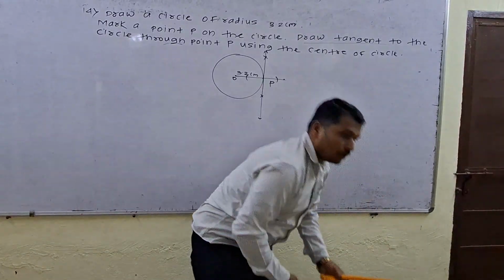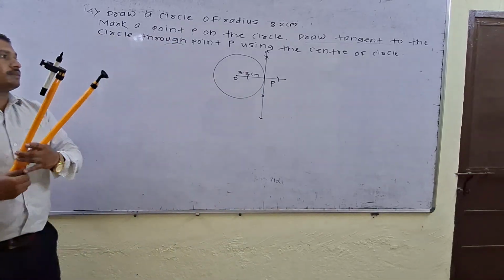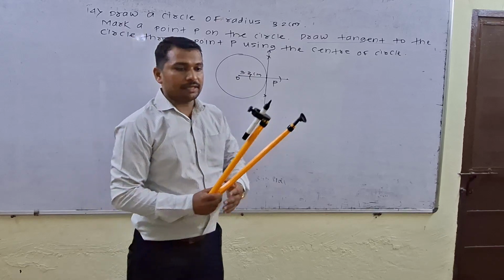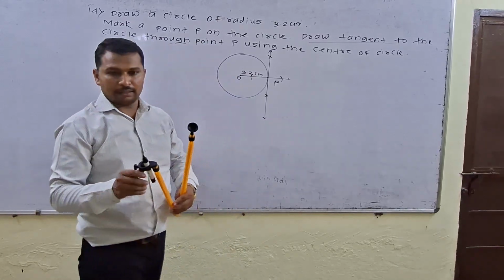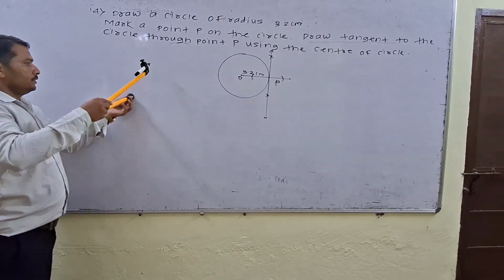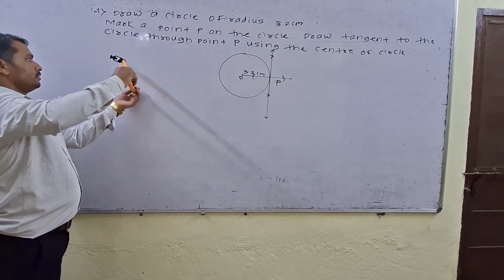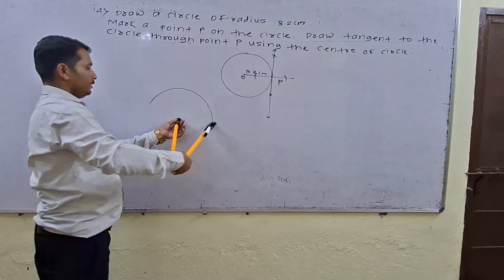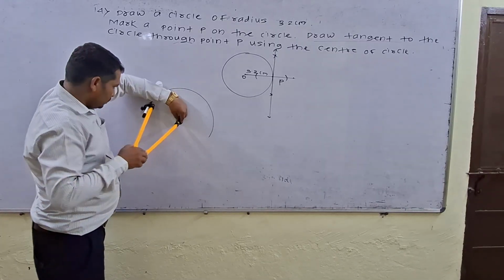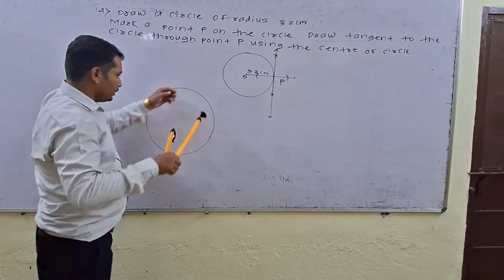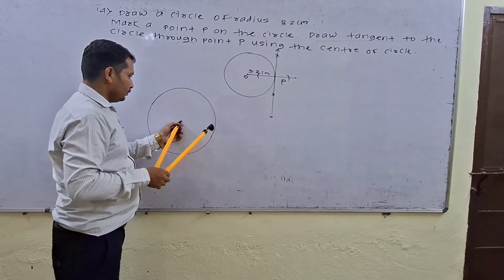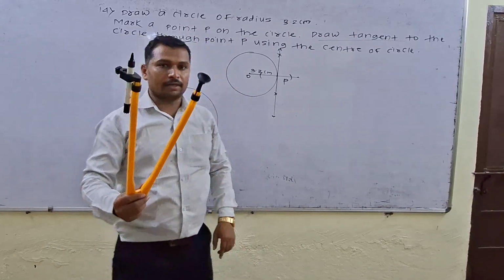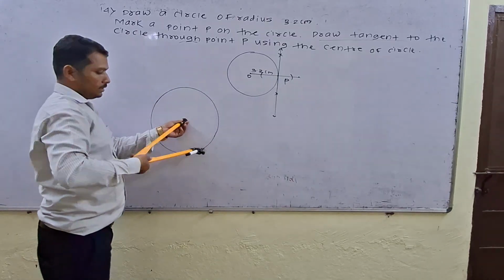Okay. Now look at the board. Take a distance of 3.2 centimeters in your compass. How much distance should you take in the compass? 3.2 centimeter. Did you take it? Take a distance of 3.2 centimeter in your compass and draw a circle.